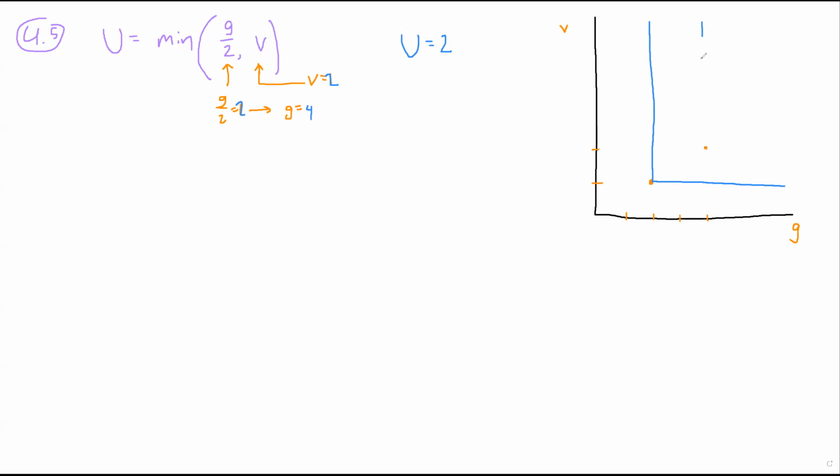This would probably be enough as far as I'm concerned. As long as you draw at least 2 indifference curves, you're good. But if you wanted to draw a third, it looks like it'd be something like this. And if you wanted to even label them with certain values of utility, U equals 1, U equals 2, U equals 3. So this is your answer to part A.